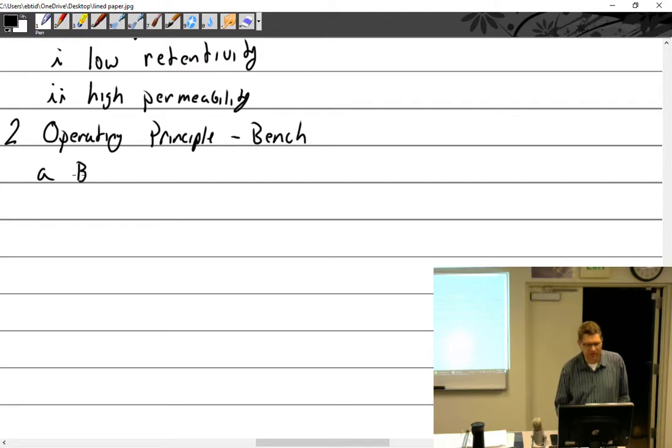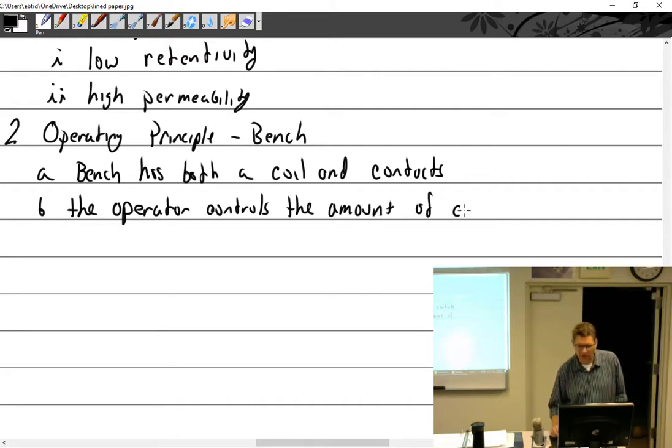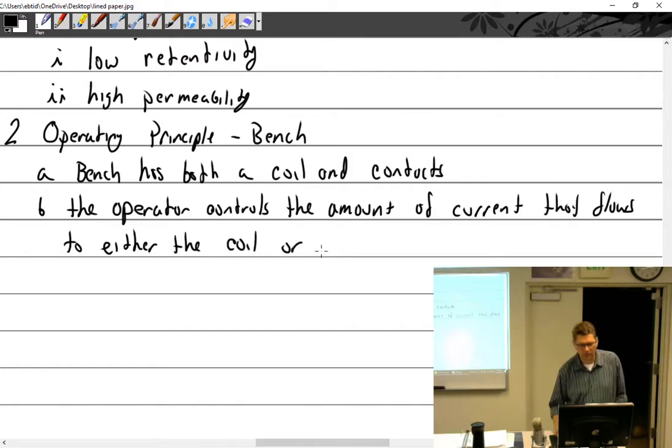Trying to abbreviate. So the bench, I'll just call it a bench. So the magnetic particle bench has both what? AC and DC? No, not a lot of them don't. Only the new nice ones do. As a coil. And what's the other thing? And contacts. So I have my choice, right? The operator, that's you, controls the amount of current that flows to either the coil or contacts.